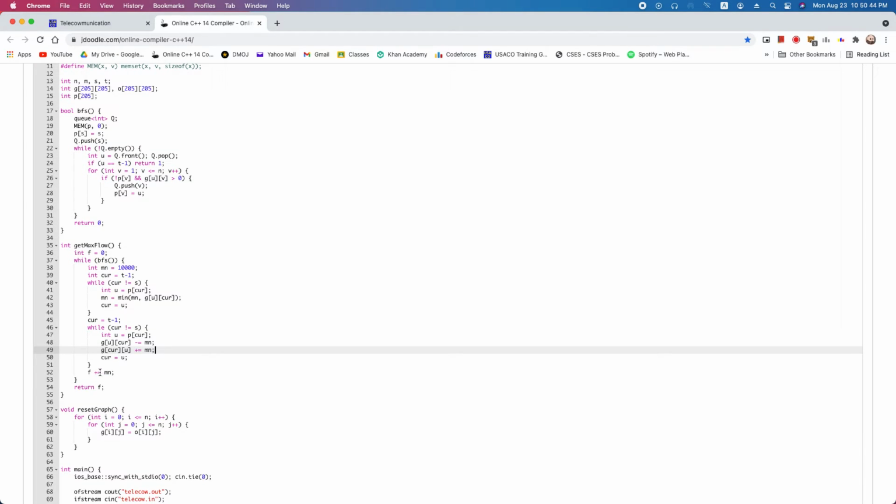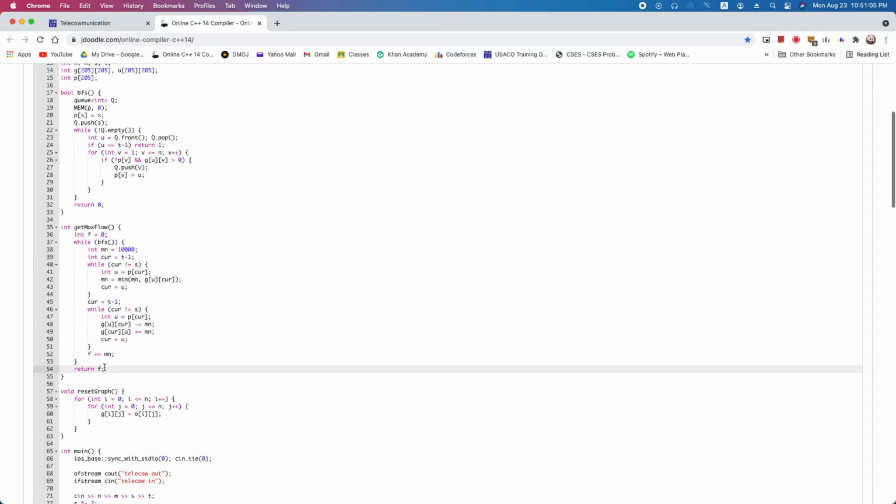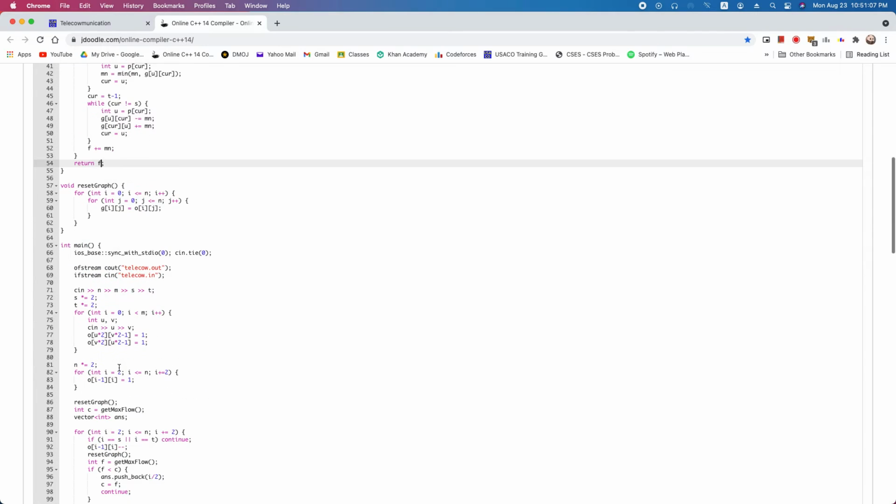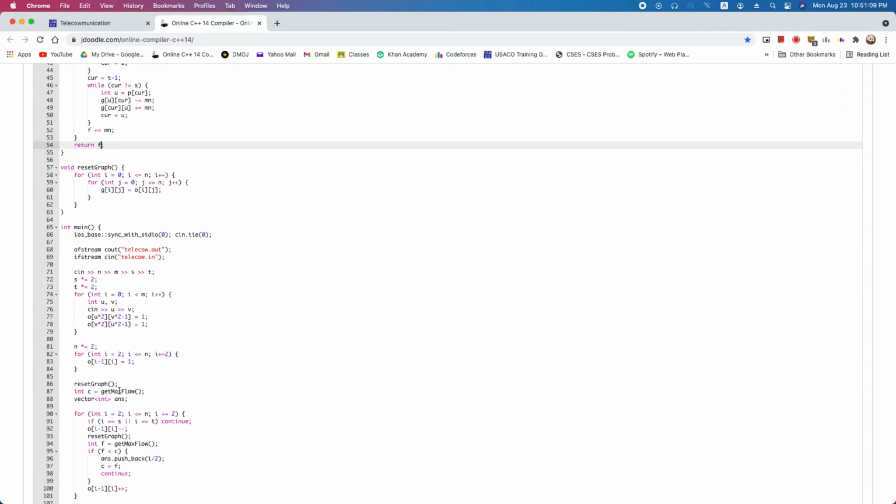And here we would just increase our total flow by this minimum flow. And then this will keep on going until our path is completely filled. Then that means we wouldn't be able to reach t starting at s. So then we can return our total flow. So this will give us the maximum flow for the current graph.